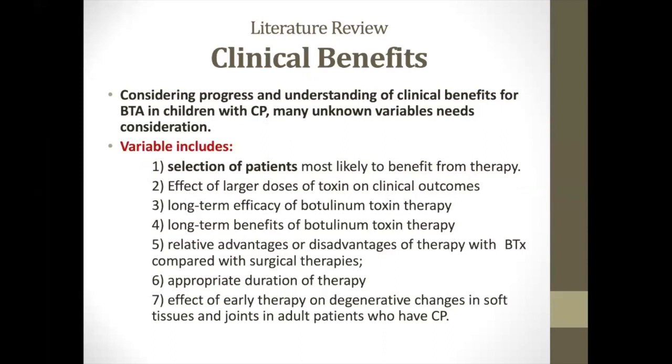Before injecting in CP, the following variables must be known. Selection of patient is very important. The effect of the large dose must be known. Long-term efficacy of botulinum therapy, and long-term benefit of the botulinum toxin therapy. You must understand the relative advantages and disadvantages before embarking on it. Appropriate duration of therapy: how long can you give 3 doses, 4 doses, 5 doses, or lifelong? Not lifelong, but when they are older, then you can embark on surgery, and you have already seen the results with Botox therapy. Then early therapy, before degeneration appears.